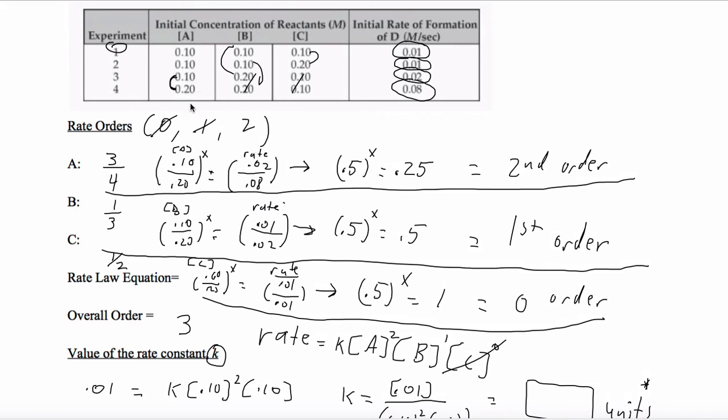So they can say when A is doubled, the rate is quadrupled. So, boom, A is second order. Then for B, I need to find a place where A and C are held constant and B changes. That's 1 and 3. So A doesn't change, C doesn't change, B's doubled, the rate's doubled. Boom, B's 1. And then for C, I need to find a place where C changes, but no one else does. That's 1 and 2. So C's doubled, no one else changes, and the rate does not change. So I know, boom, that's 0. Some people might be able to do that.